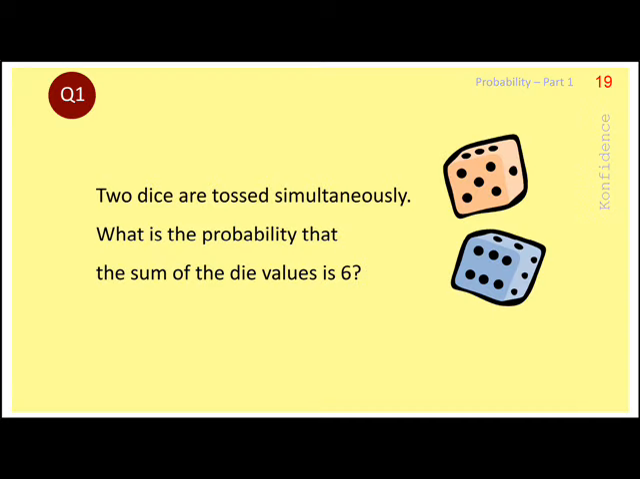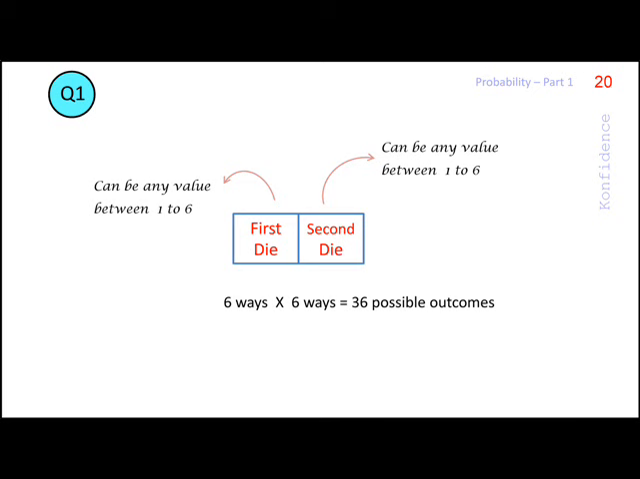Two dice are tossed simultaneously. What is the probability that the sum of the die values is 6? When you toss a die, there are 6 possible outcomes: 1, 2, 3, 4, 5 and 6. Thus, when you toss 2 dice, there are 6 into 6 or 36 equally likely outcomes that can occur.